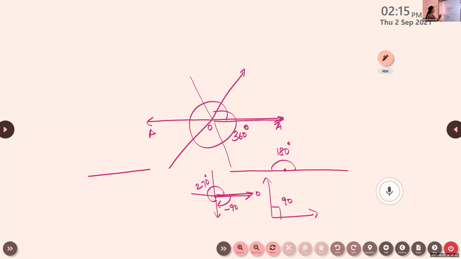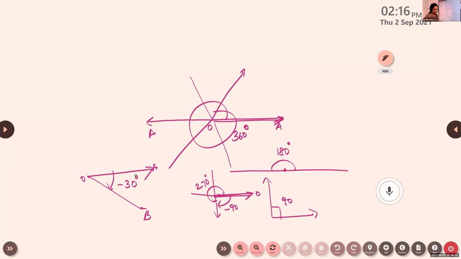Similarly, suppose a ray is given. Suppose this is the initial point and this is the terminal one. So here, when we mark it, we mark the angle as negative 30. We mark the angle using negative numbers.